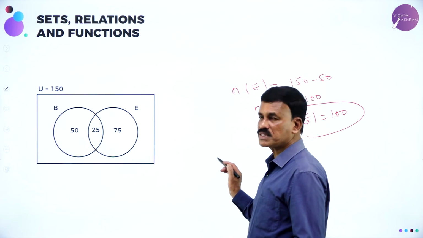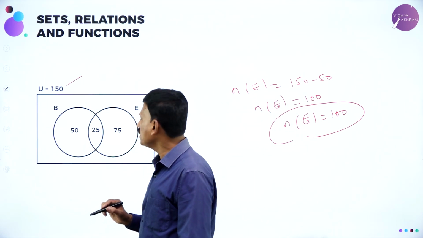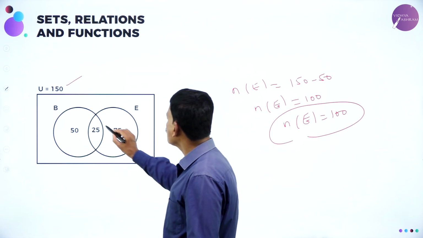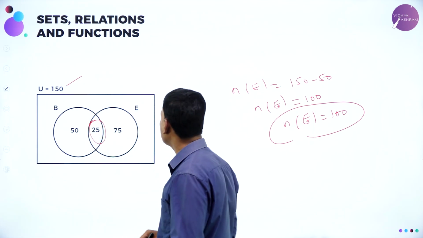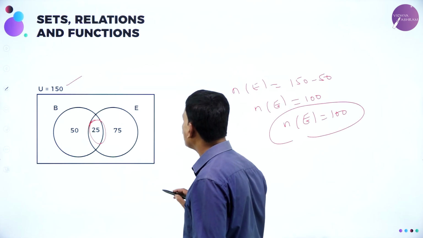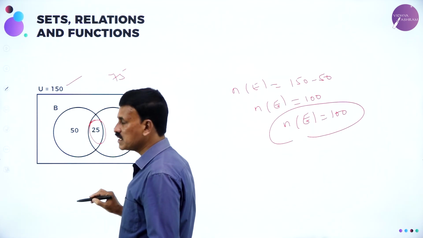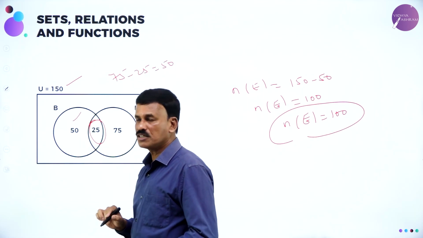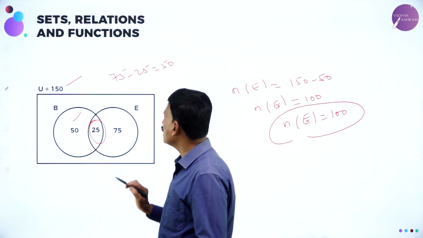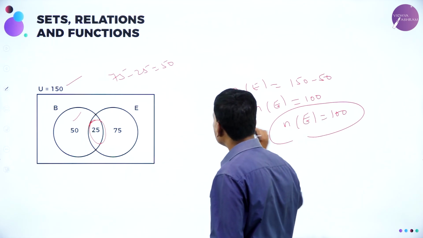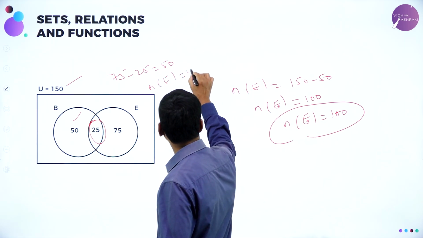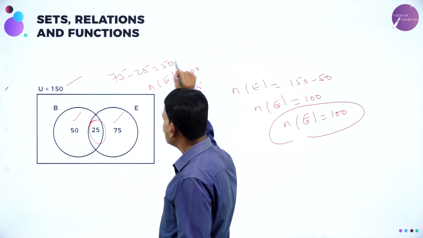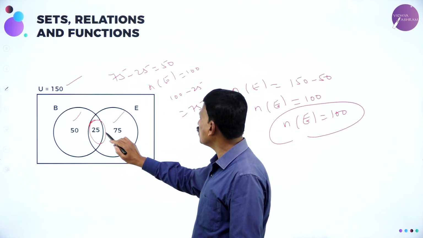Now, how to represent this? The number of students is 150, in which the number of students who will take both economics and biology is 25. Biology students number 75, and 25 are already common, so 75 minus 25 is 50. Economics students number 100, and 100 minus the 25 already common is 75.